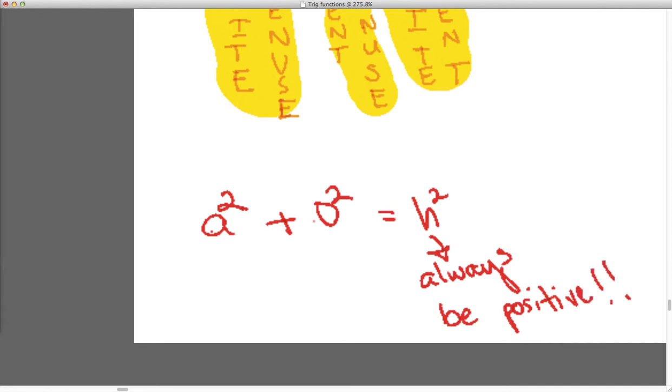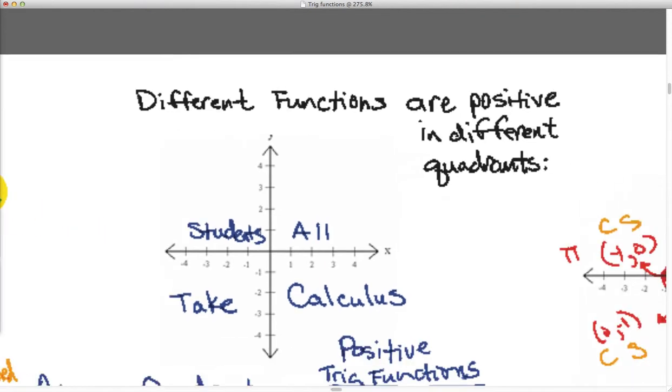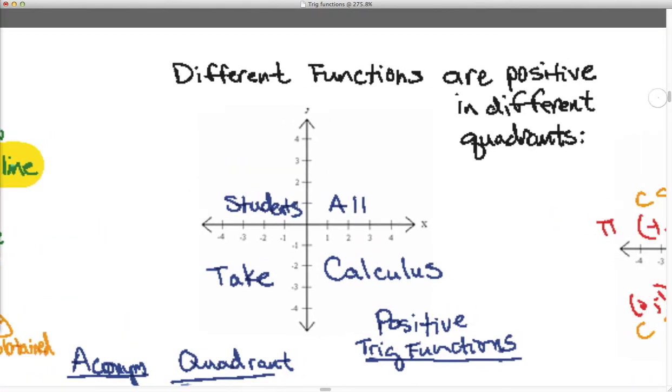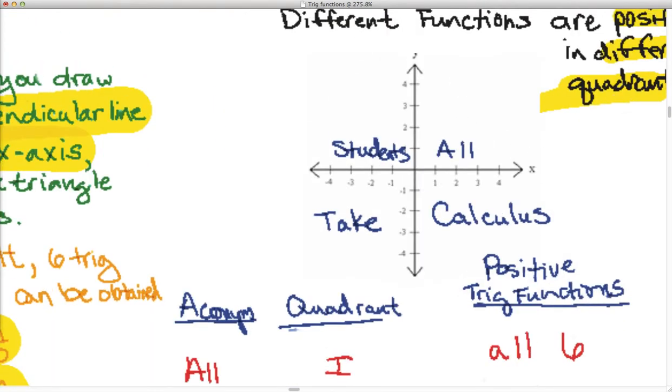Okay, so back to our trig functions. Now there's an acronym that helps you memorize what functions are positive in the different quadrants. Okay, if you remember, the quadrants are: this is quadrant 1, 2, 3, just refreshing your memory, 4.